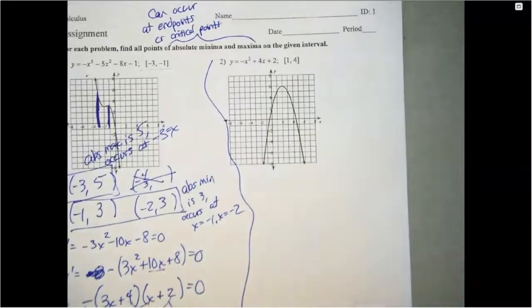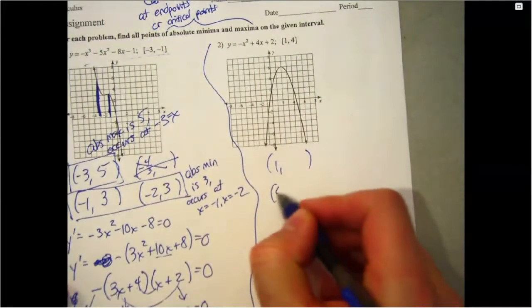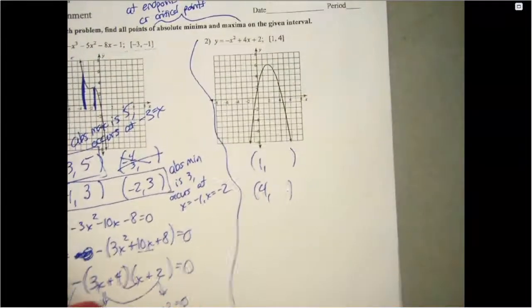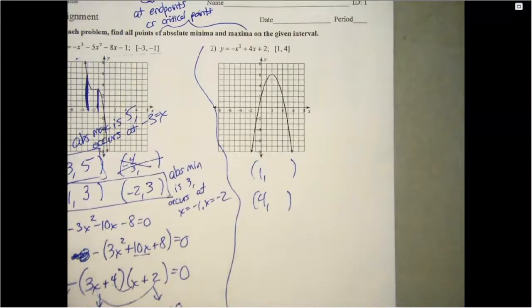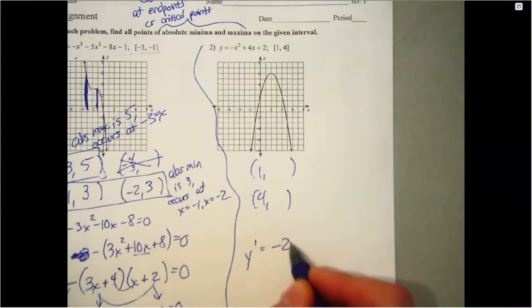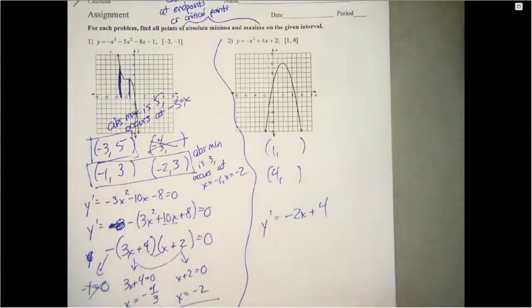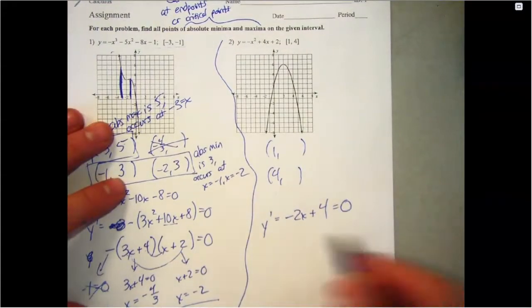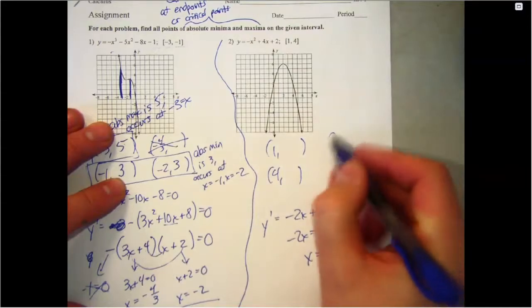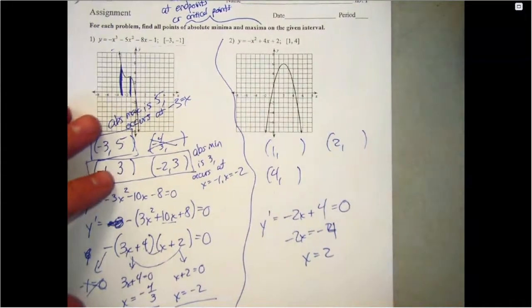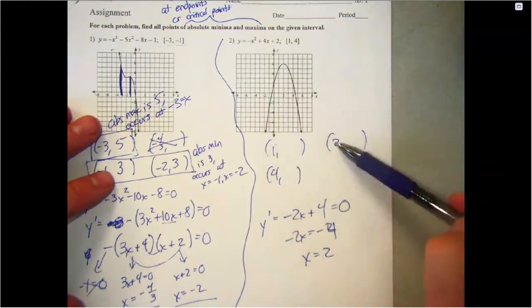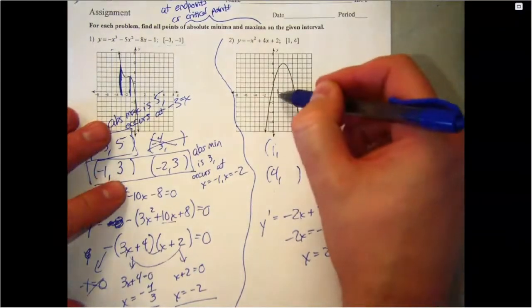So let's try 2. I know I've got 1. I know I've got 4. And I'm going to do the critical points first, and I'll just check them all at once at the end. So the derivative in this one is negative 2x plus 4. And that's a lot friendlier, that's a lot easier to solve, right? So I'm going to set that equals 0. Negative 2x equals negative 4. And so x equals 2. So that's just the third candidate. I have my 2 candidates from endpoints, and the critical point gives me another candidate. I know I'm looking between 1 and 4.